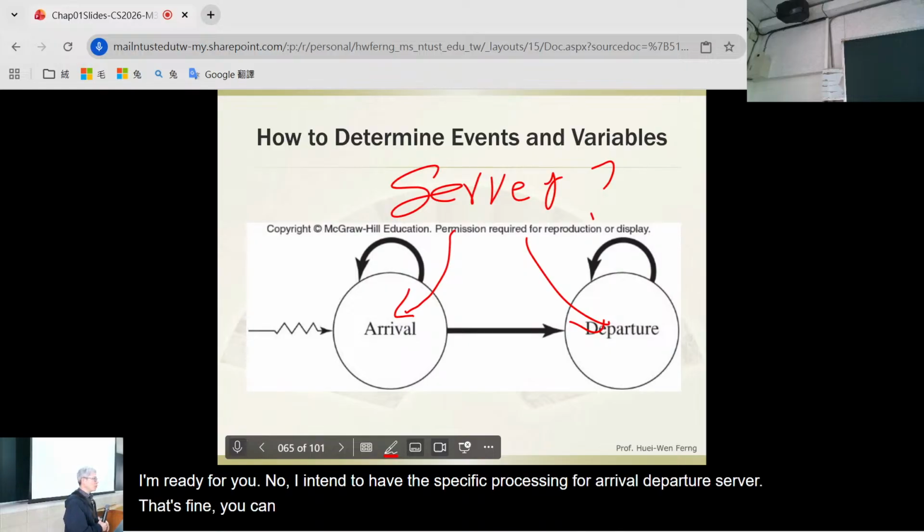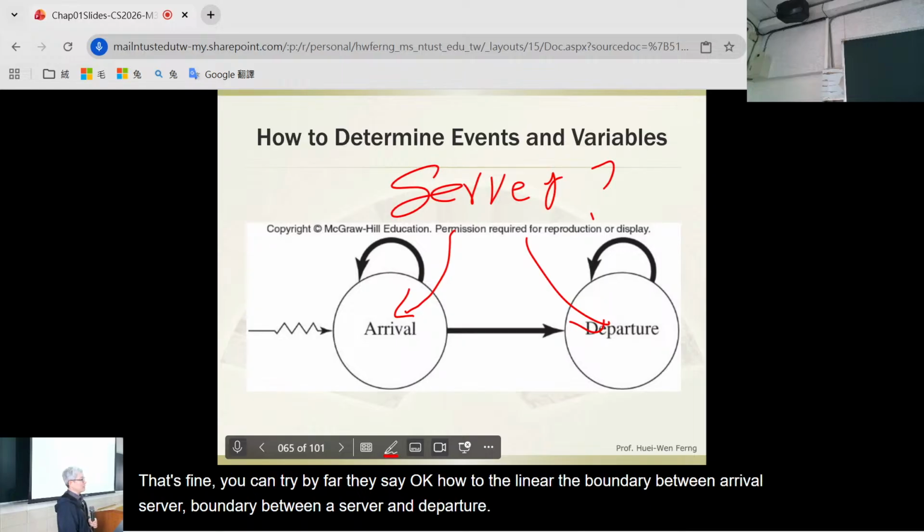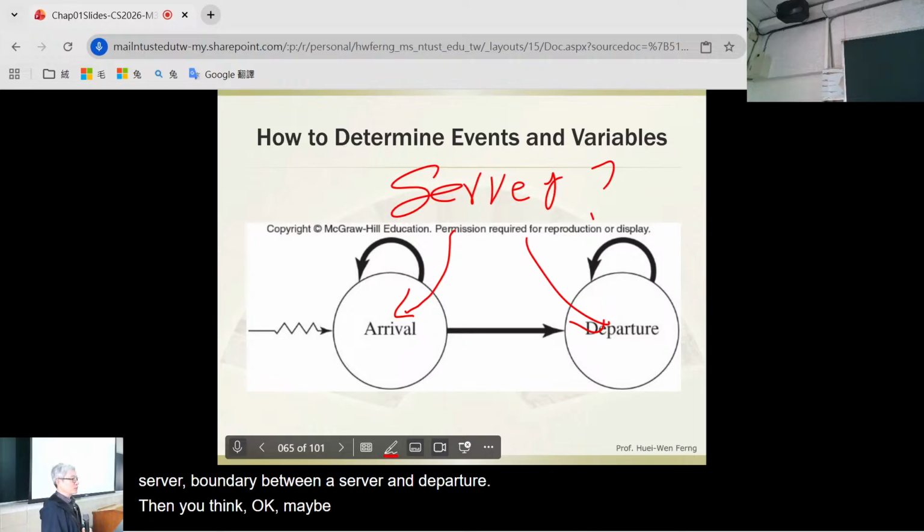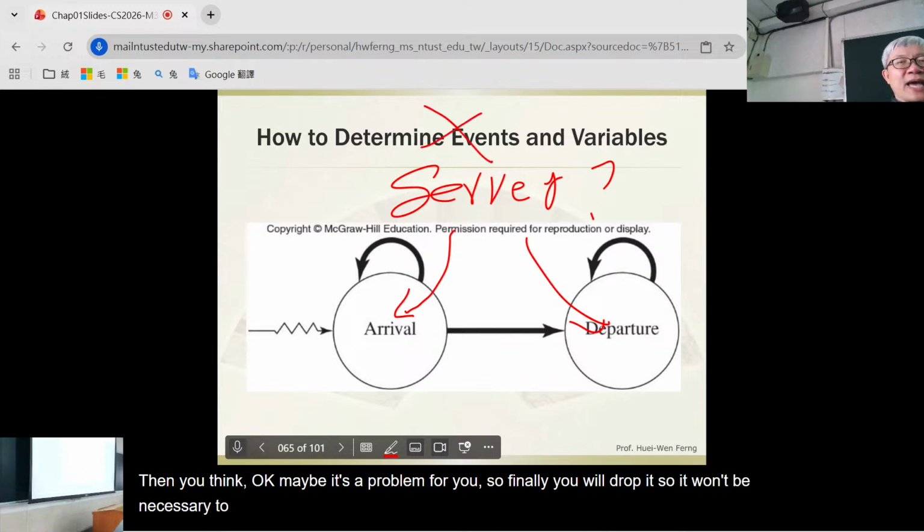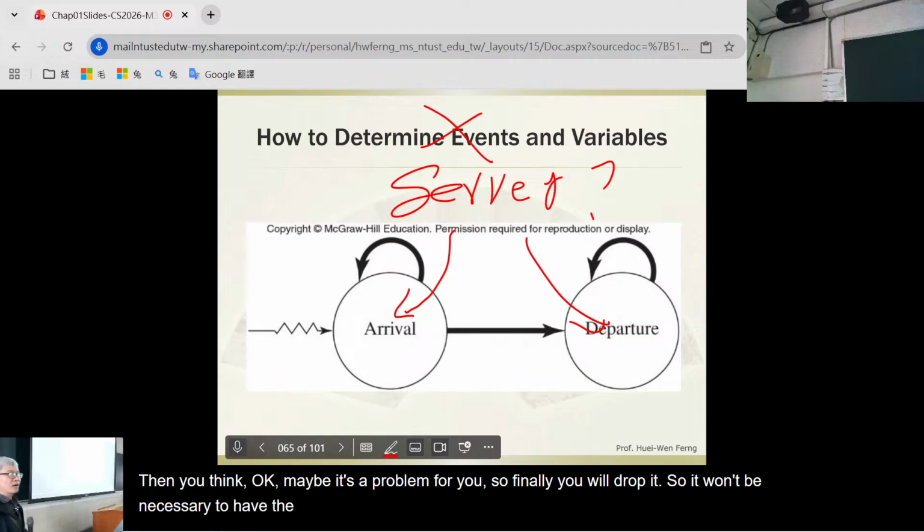But finally you think, okay, how to delineate the boundary between arrival and server, and the boundary between server and departure? Then you think, okay, maybe it's a problem for you. So finally, you will drop it. So it won't be necessary to have the state or the event of a server.